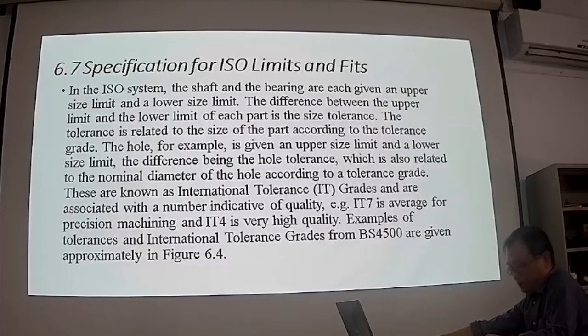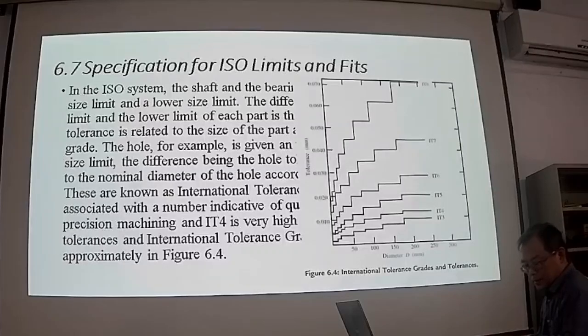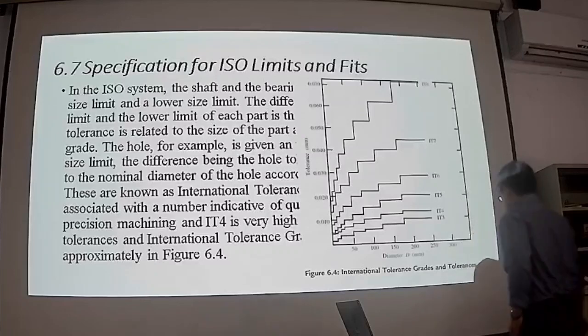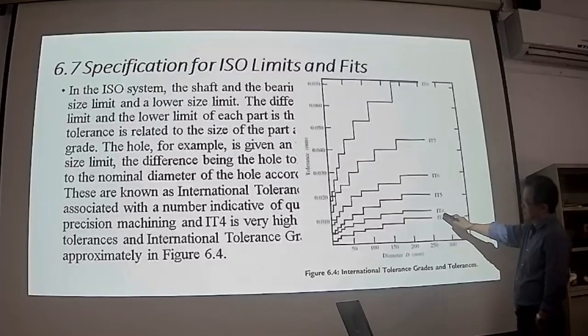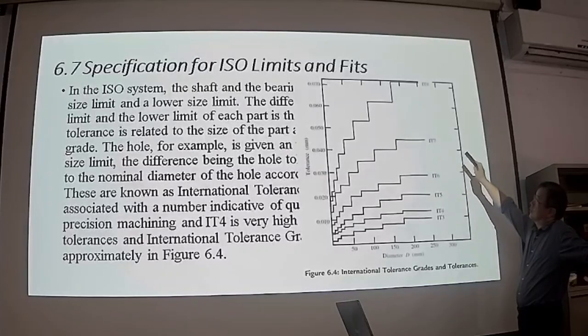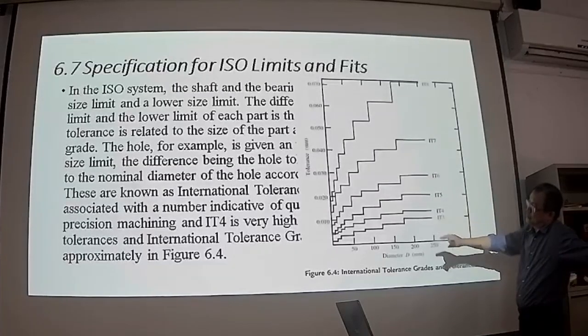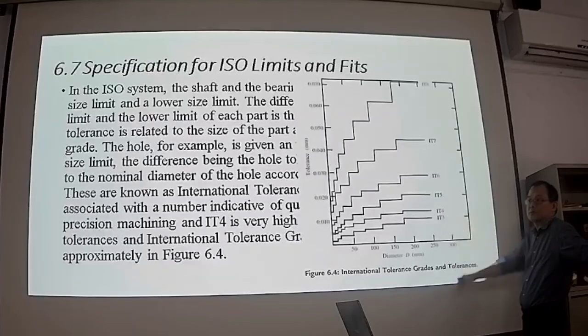And here we give you some reference for tolerance grade from the ISO standard. This is called the international tolerance grade. So we have international tolerance grade IT3, IT4, IT5, IT6, 7, IT8. The smaller the number, the tighter the tolerance. Okay?